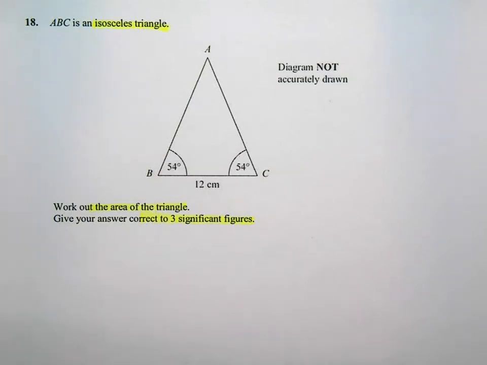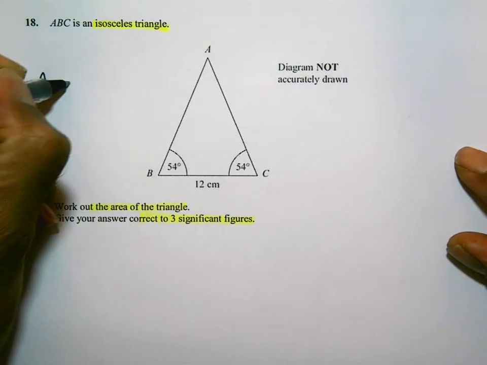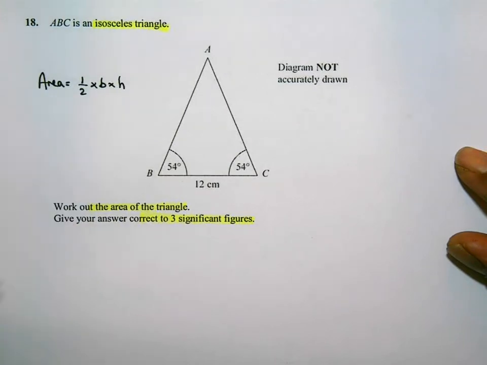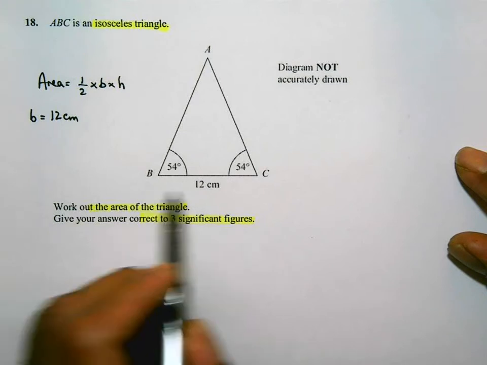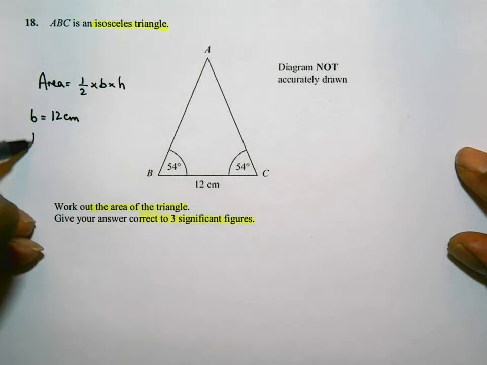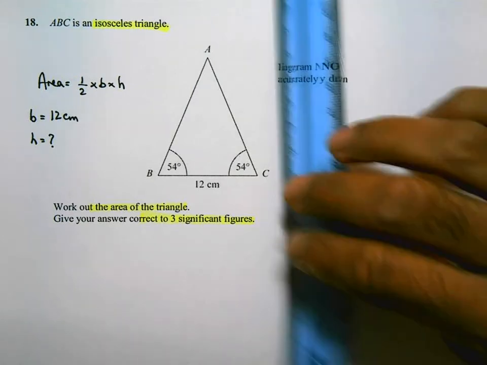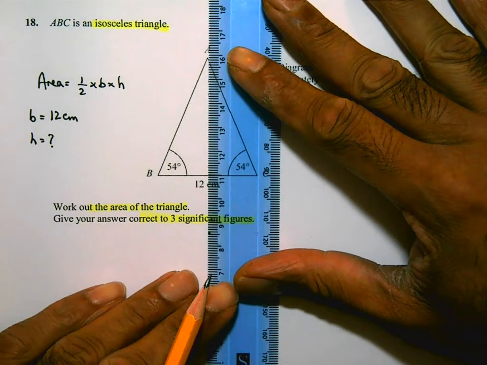The formula to work out the area for triangles, so area of a triangle is half times the base times the height. And in this case, we know that the base of this triangle is 12 centimeters. There it is. So if I could work out the height of this triangle, I could use the formula for the area of a triangle and work out the area of this triangle. Now the height of this triangle is this bit here.